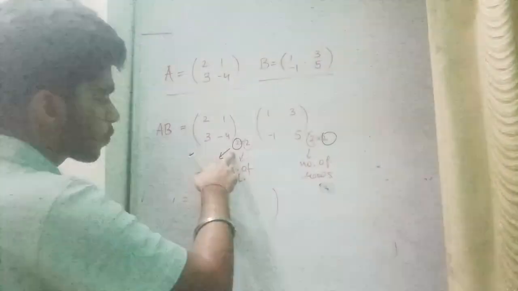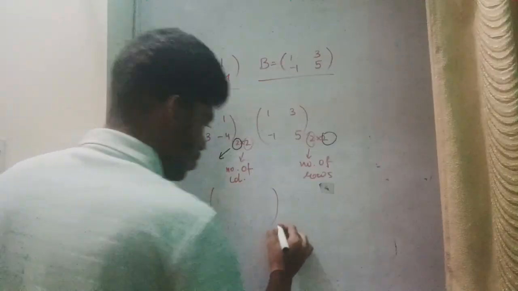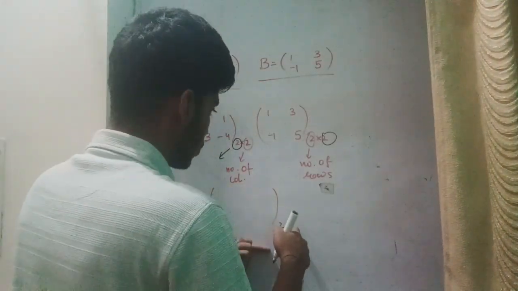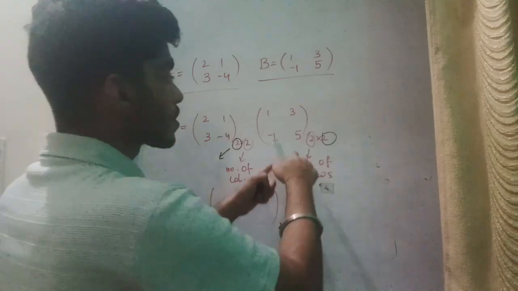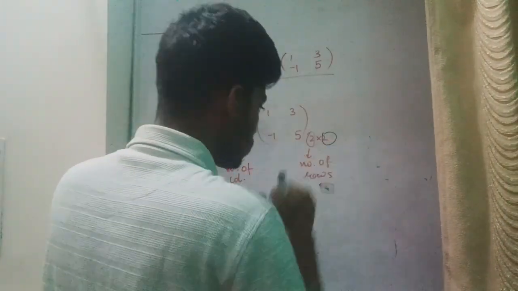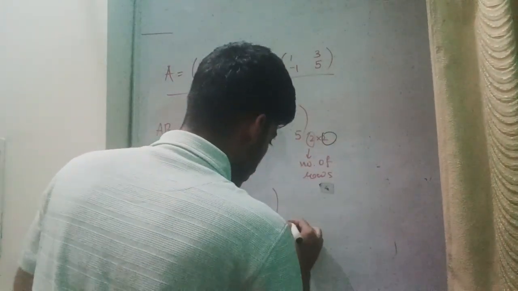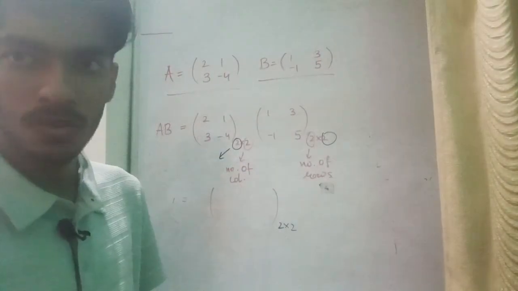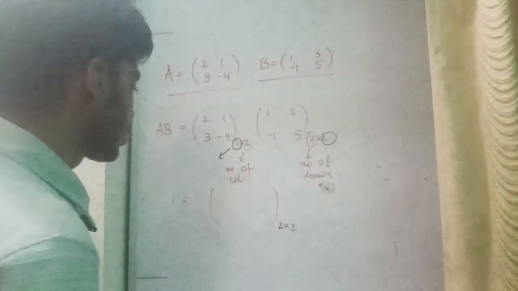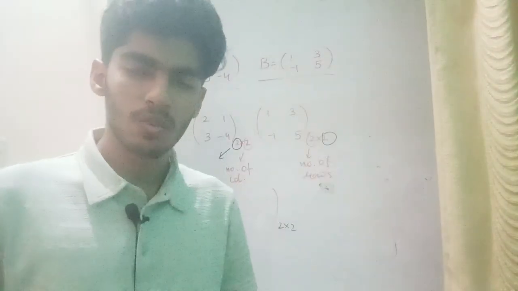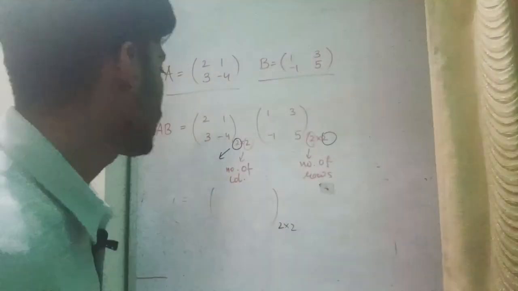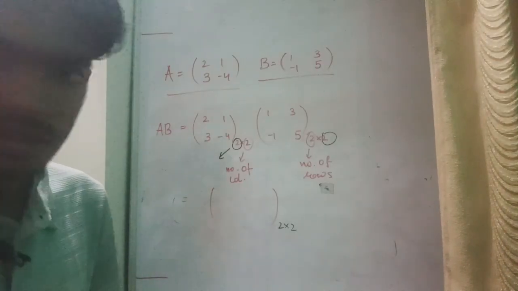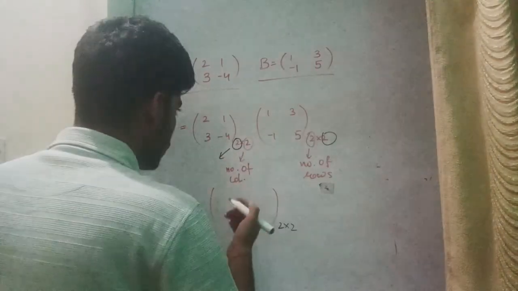So here the number of rows of the first matrix is 2. So the number of rows in my resultant matrix after multiplication is also 2, and the number of columns in the second matrix is 2. So the number of columns in my resultant matrix after multiplication is also 2, right? So this is one of the most important things that you have to keep in mind while performing matrix multiplication, right?